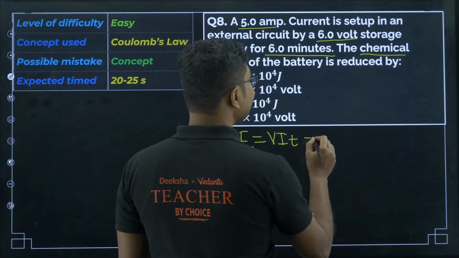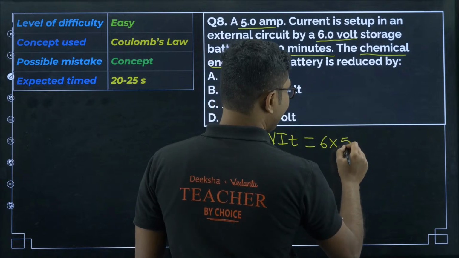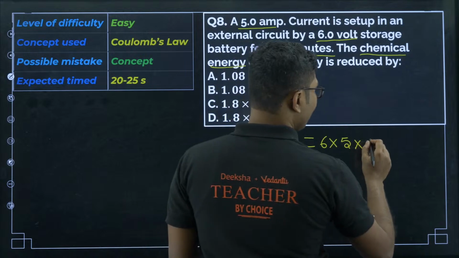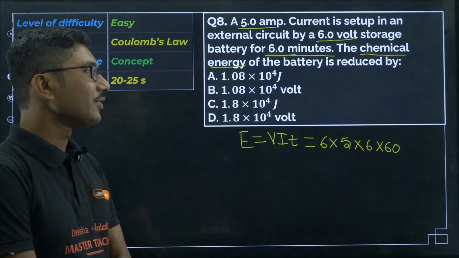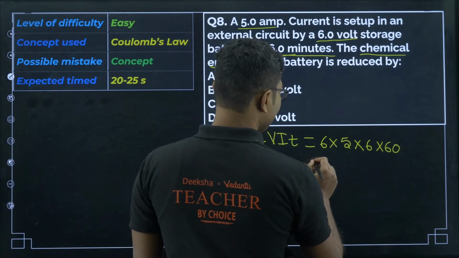So, V is given as 6 volt, I is given as 5 ampere, and the time is given as 6 minutes. Be careful here, do not just multiply by 6, you have to multiply with another 60, you have to convert it into seconds, okay. So, just check how much you will get.